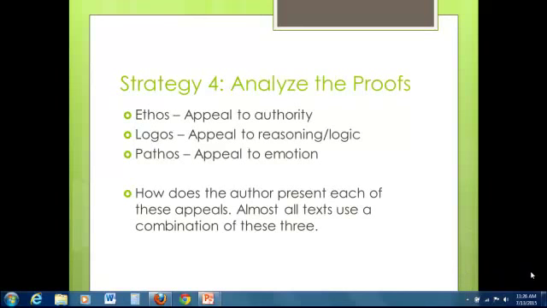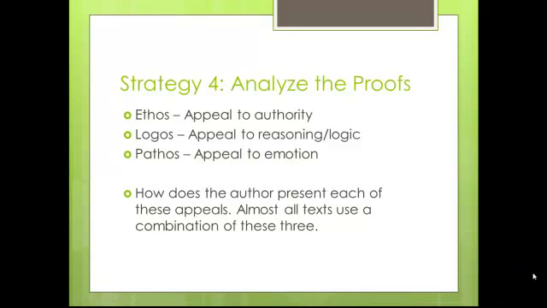Strategy 4 asks us to analyze the proofs. The proofs consist of 3 different appeals. The first appeal could be how does the author appeal to authority or ethos? How does the author appeal to reasoning or logic or logos? And finally, how does the author appeal to emotion or pathos? How does this author present each of these appeals? It's important to remember that almost all texts use a combination of these 3.